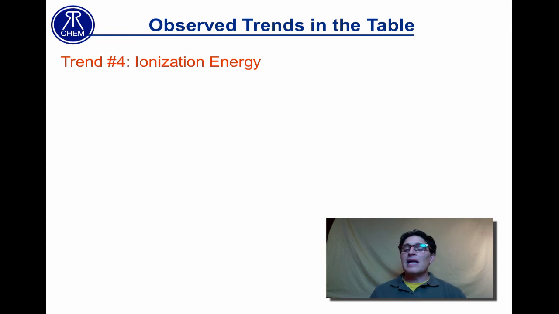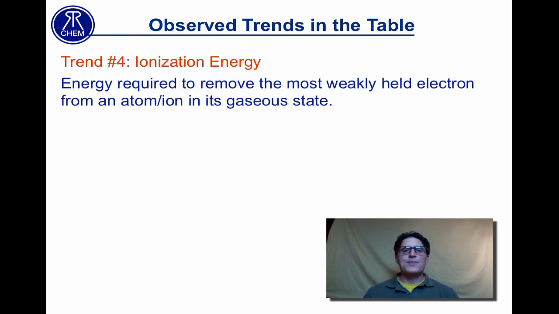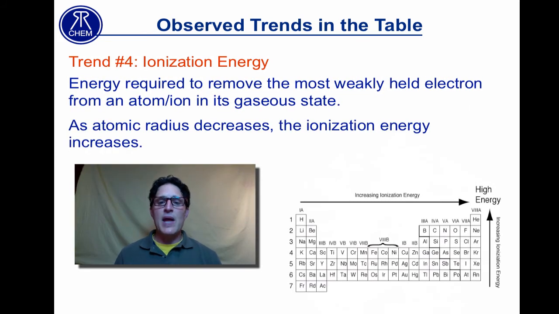Let's look at the next trend. That is the trend in ionization energy. Ionization energy refers to the amount of energy required to liberate or get rid of the outermost electron in an atom. Think of it this way. As our atomic radius gets smaller, the ionization energy is going to get larger. Why? Because as the atom gets smaller, it's able to hold all of its electrons more tightly. The result is that the amount of energy required to get rid of one of the electrons increases.